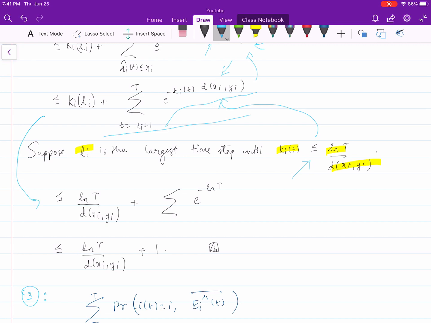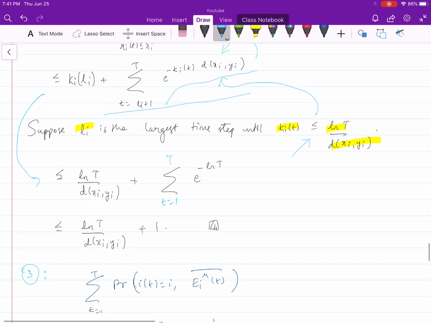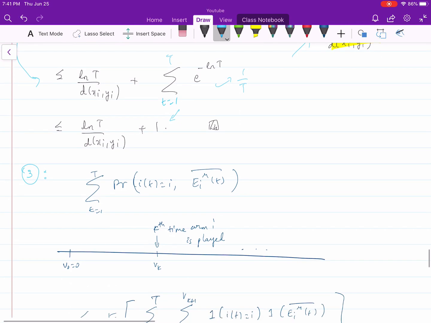And here the summation we could just further upper bound by t equal to 1 through t instead of just Li plus 1 through t. And now this is nothing but 1 over t, and the summation is just equal to 1. So this is the end of the second summation.